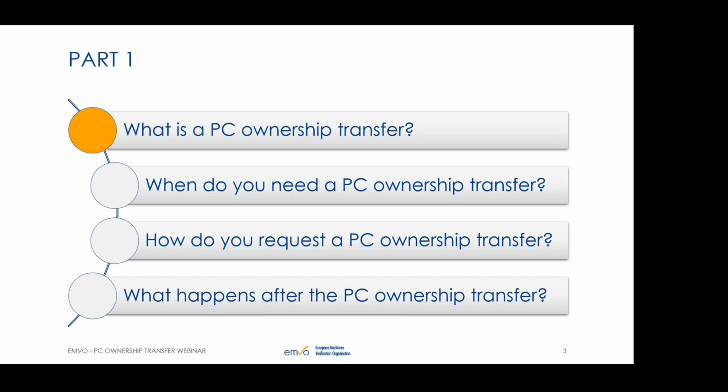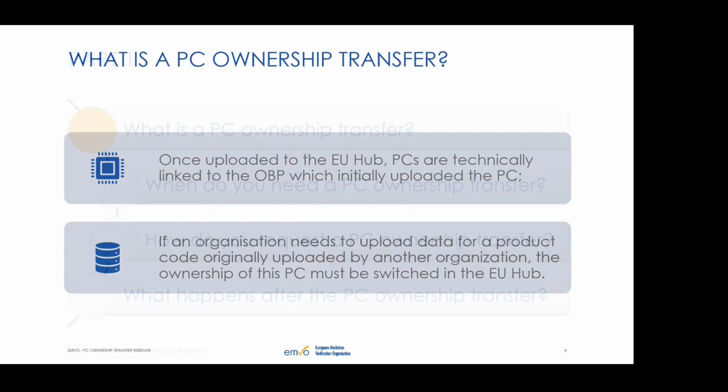Let's start with part 1. What is product code ownership transfer? For those that are new, or for those that need a reminder, once a product code has been uploaded to the EU Hub, the specific product code has been linked with the OPP that performed the upload. If an organization needs to upload data for a product code recently uploaded by another organization, the ownership of this product code must be switched in the EU Hub.